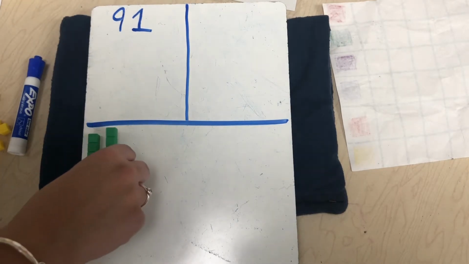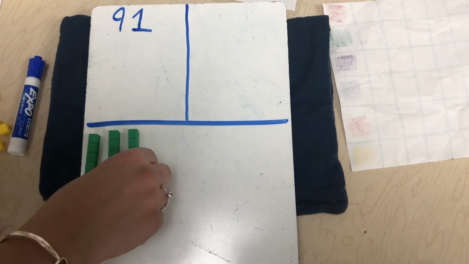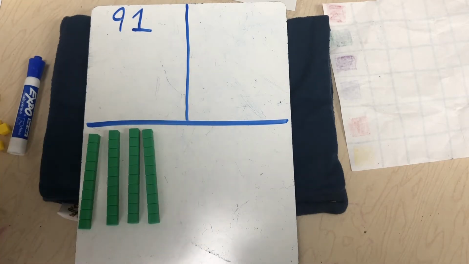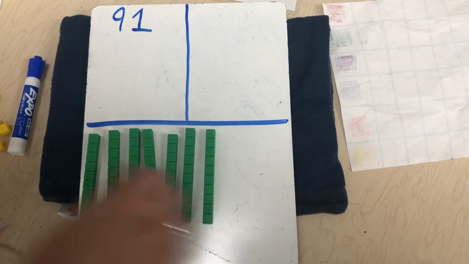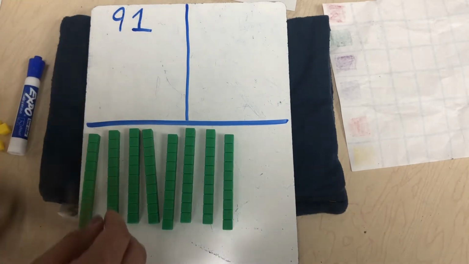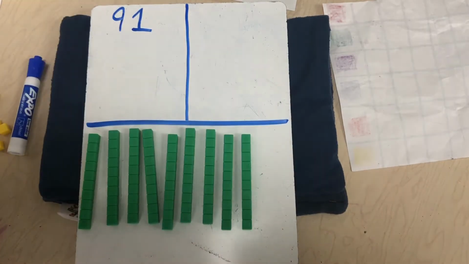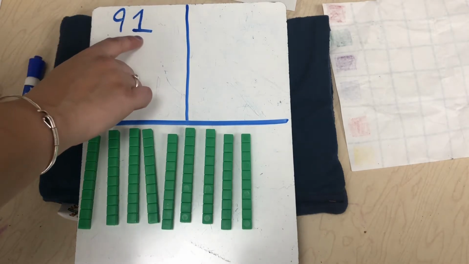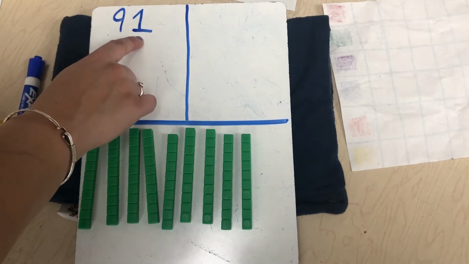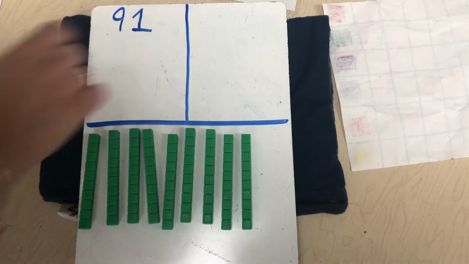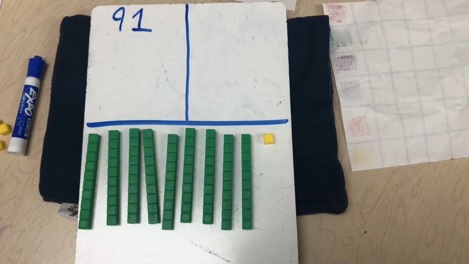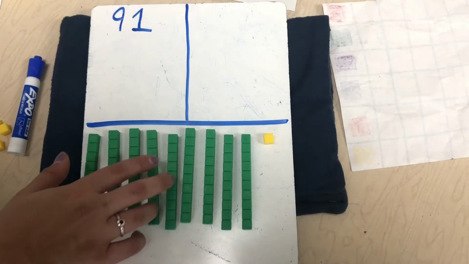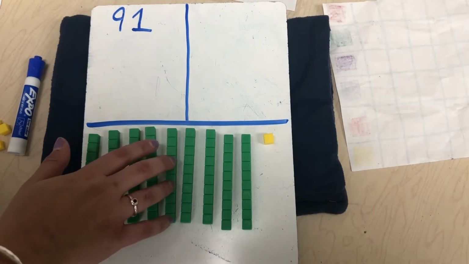10, 20, 30, 40, 50, 60, 70, 80, 90. And then how many ones do we need in the yellow? 1 is correct. So this represents 91. I'm going to give you some time to draw that if you would like.